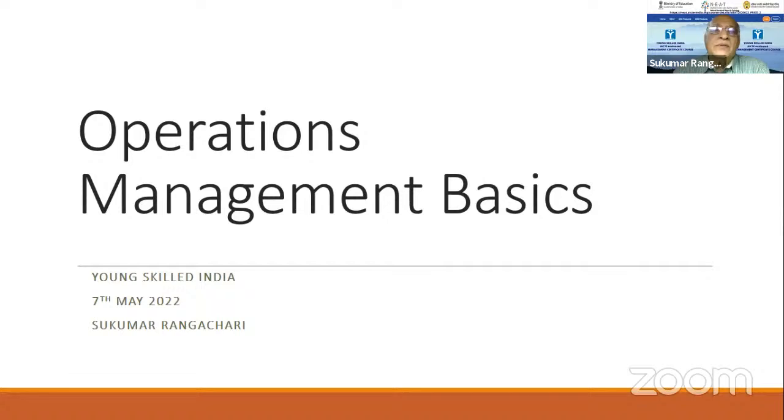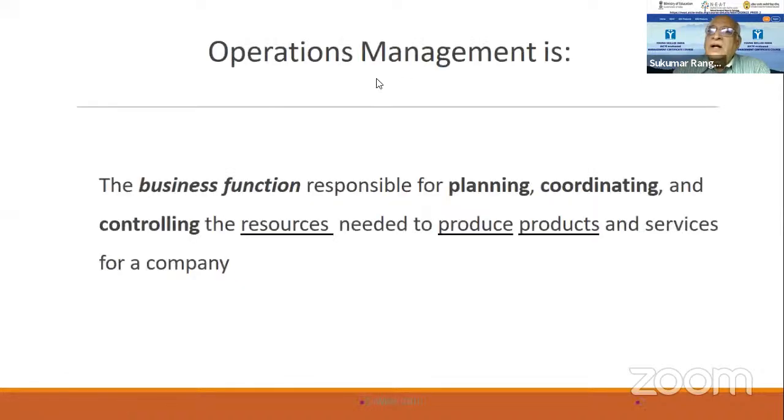Okay, so a brief overview of what we did last time, but I'll just go through it again. What is operations management? It's a function which is responsible for planning, coordinating, and controlling the resources needed to produce products and services for a company. Now, what do you understand by resources?